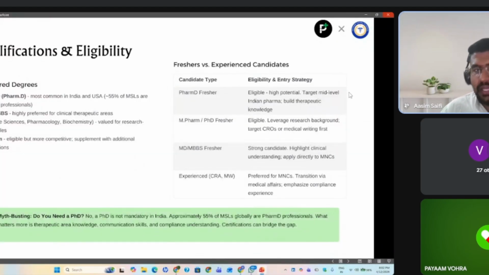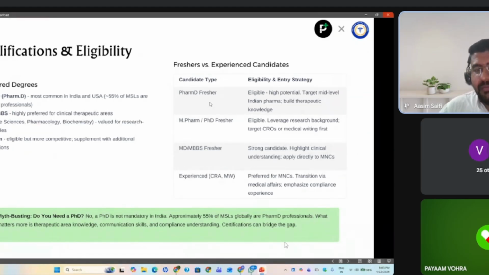Qualification and eligibility. Pharm.D is most common in India. You will see around 70 to 80% of MSLs are Pharm.D. Why? Because they study clinical pharmacology and are experts in it, so companies prefer to take them as MSLs. MD, MBBS are highly preferred for clinical therapeutic areas, and like I told you, as medical advisors. PhD in life science, pharmacology, biochemistry is valued for research-heavy roles. M.Pharma is eligible but more competitive; supplement with an additional certificate for MSL.